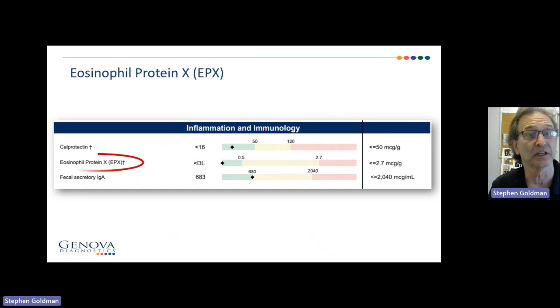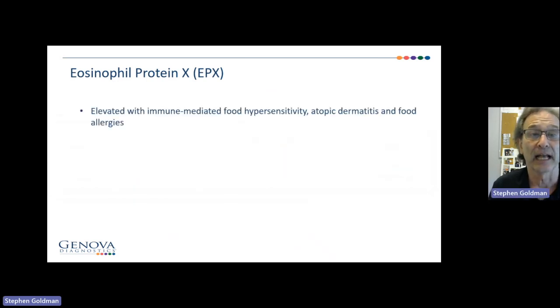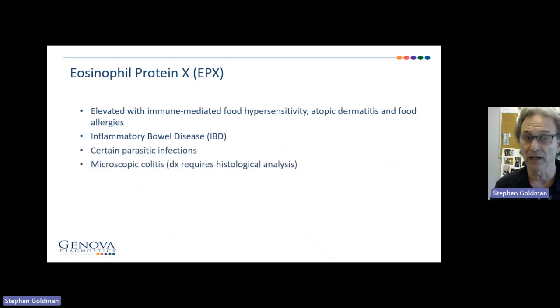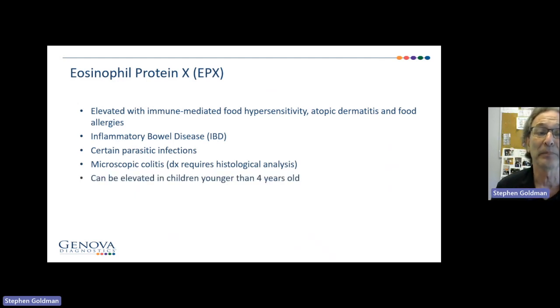Eosinophil protein X, eosinophils are white blood cells. They're in the stool. They tend to increase in number with various situations, such as certain parasites and worms, such as food allergies. The bullet points: it's elevated with immune-mediated food hypersensitivity, atopic dermatitis, and food allergies. You'll see it elevated in IBD, certain parasitic infections, not always, microscopic colitis, which does require histological analysis for confirmation, can be elevated in children younger than 4 years old.